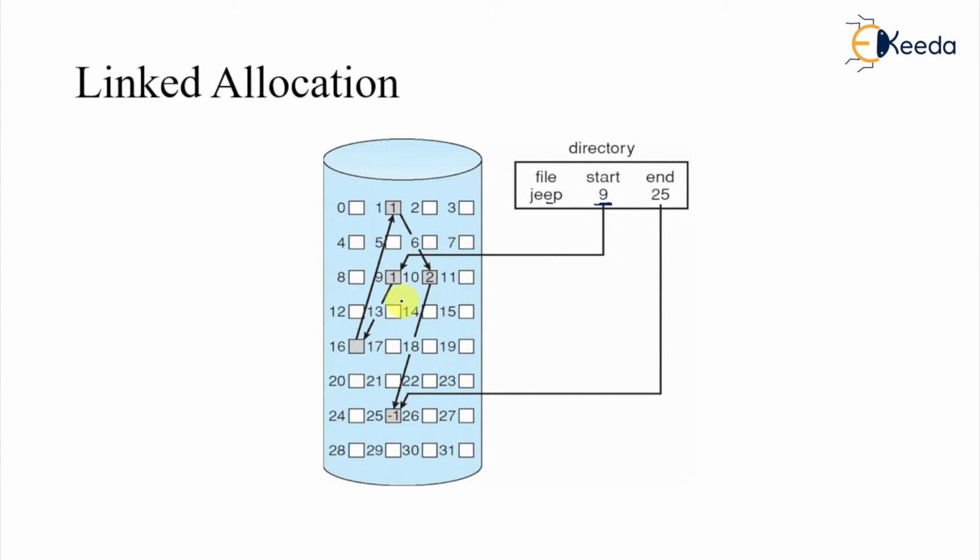The entries are like this. Here it is pointing to 16, 16 is pointing to 1, 1 is pointing to 2. The block number is 2. So it points to block 16, then block number 1, then block number 6, then block number 10, and then block number 25, and the end is 25, which has -1.